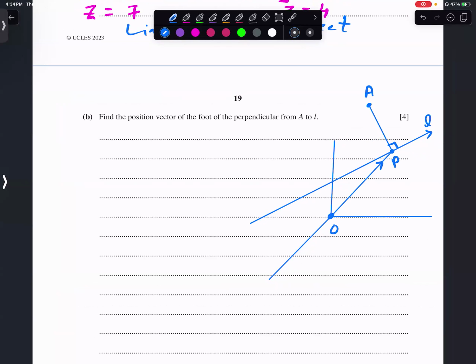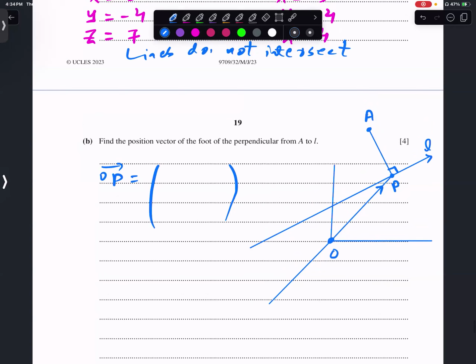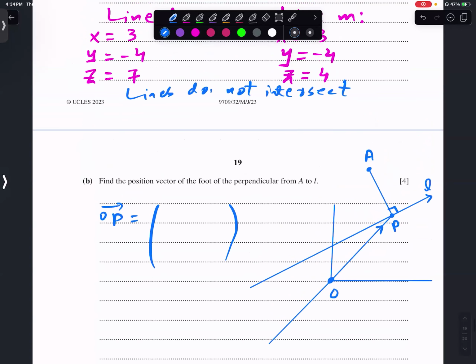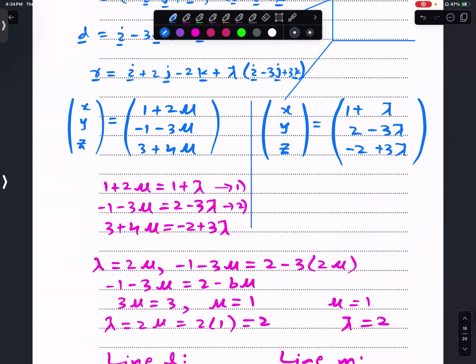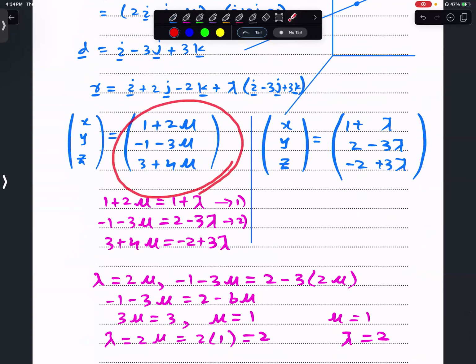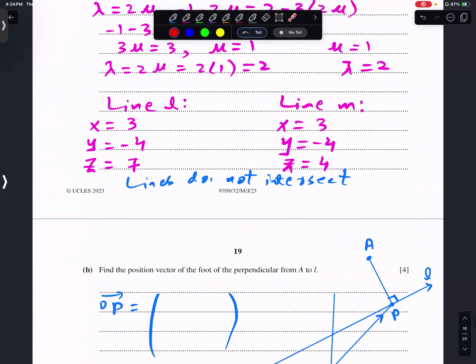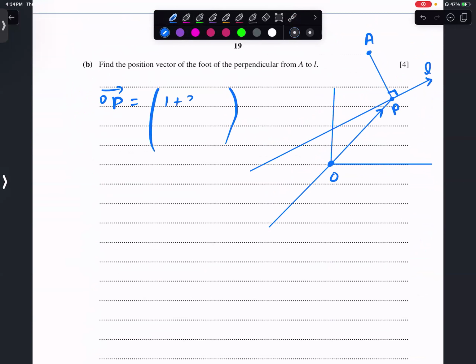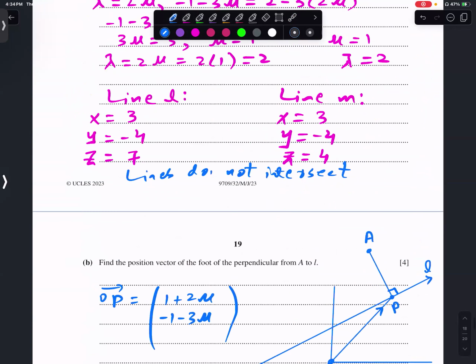You know that if P is a point on L, then its position vector OP will be the line itself. Any point on the line L will have the coordinates of the line itself. So what is OP? The position vector of OP will be the line L itself. Now, this is my line: 1 plus 2 mu, minus 1 minus 3 mu, 3 plus 4 mu.